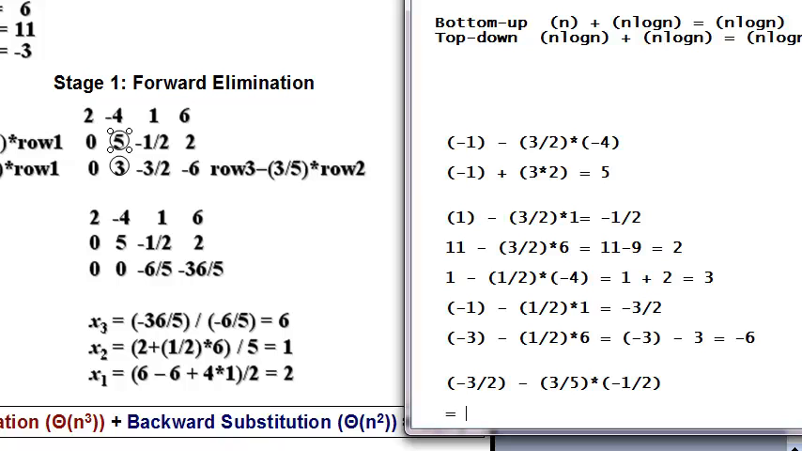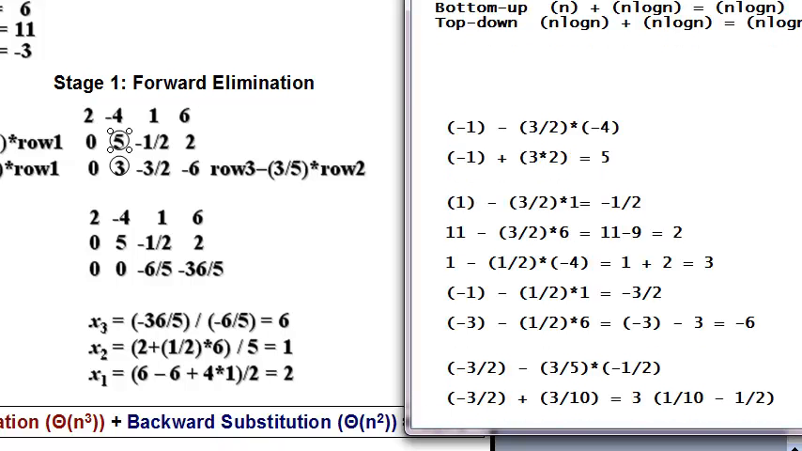So that's going to be negative 3 over 2 plus 3 over 10. So if you do the simplification, it comes out to be, you can take this 3 outside as LCM, minus half, so that is going to be 3 times 1 minus 5 over 10, so that's going to be negative 12 over 10, that's negative 6 over 5.